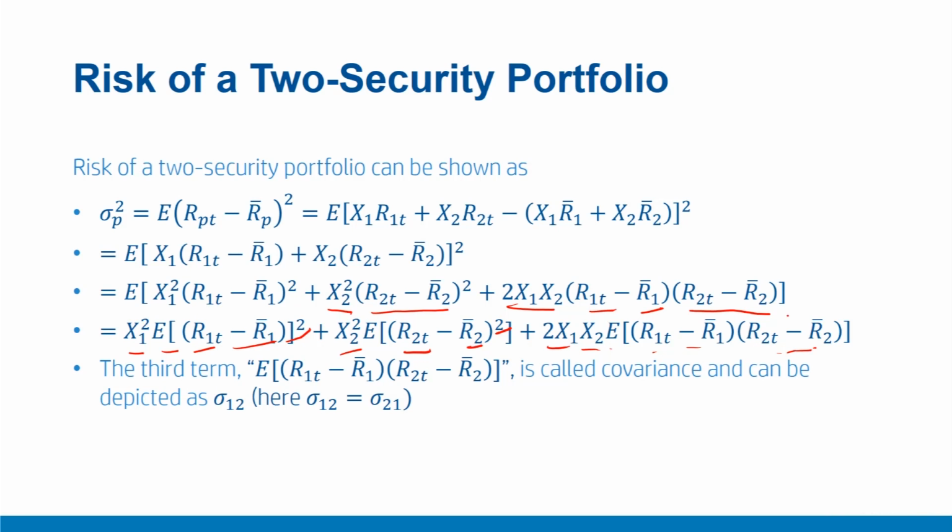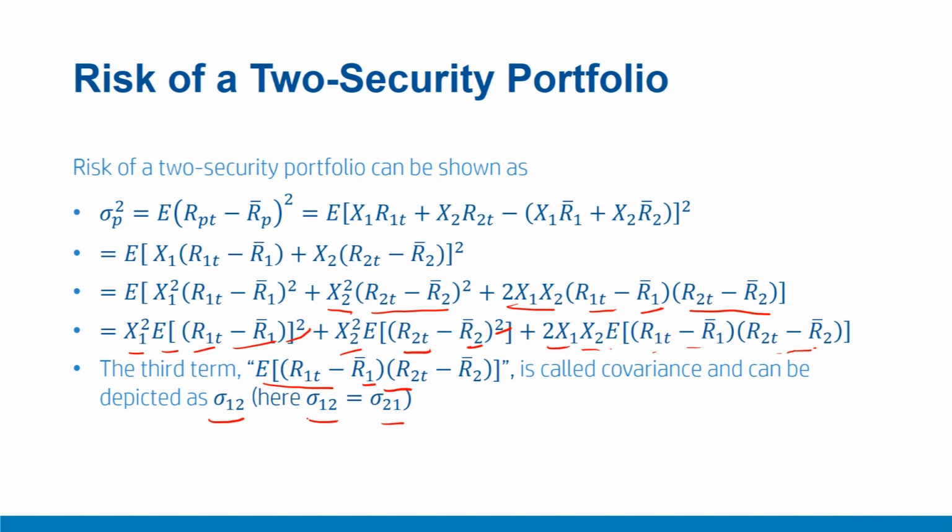This third term here, which is denoted as expectation of r1t minus r1 bar into r2t minus r2 bar, is also called the covariance between securities 1 and 2, and it can be easily depicted as sigma 1 2, which is the covariance between security 1 and 2. And please note a very fundamental property, that sigma 1 2 equal to sigma 2 1.